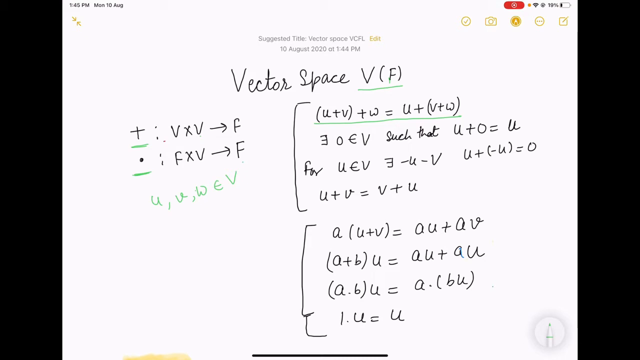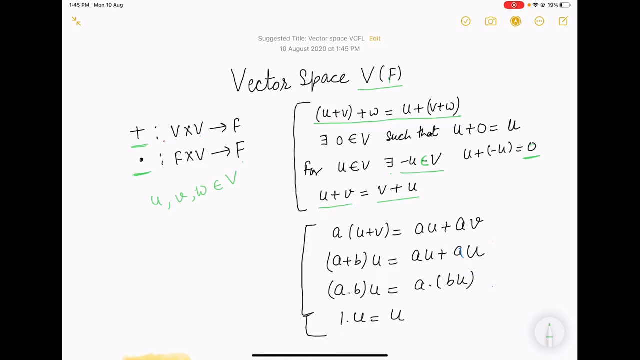Next property is the additive inverse. For U belonging to V, there exists minus U belonging to V such that U added with minus U gives the additive identity 0. Next property is the commutative property, that is, addition is commutative in V. U plus V is the same as V plus U.